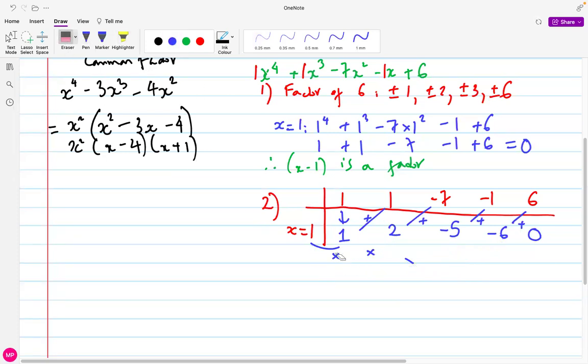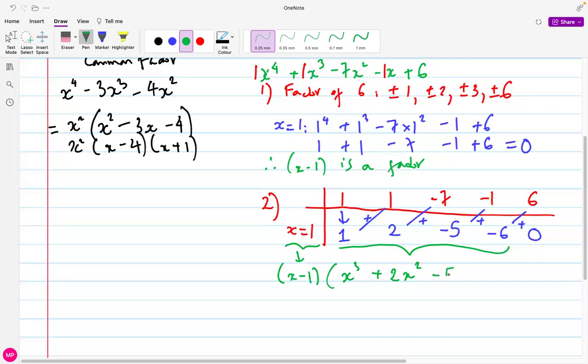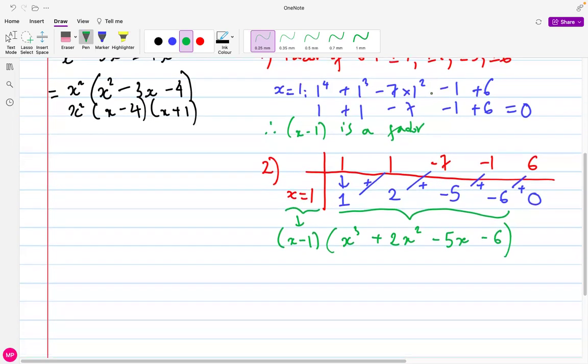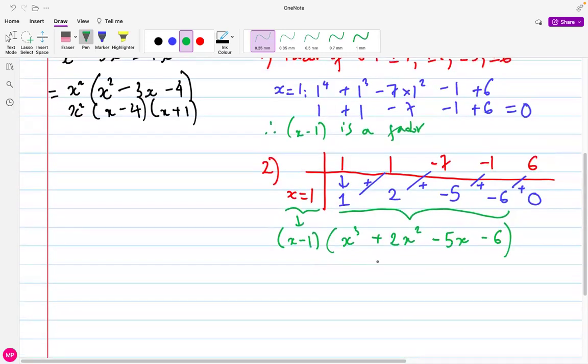So this means when you write the answer, x equals 1, you would write that as x minus 1. Then you can see these are the coefficients of a cubic, because a quartic divided by a linear gives you a cubic. So you would have 1x cubed plus 2x squared minus 5x and then minus 6. There you go. So you reduce from a quartic initially to a linear and a cubic.